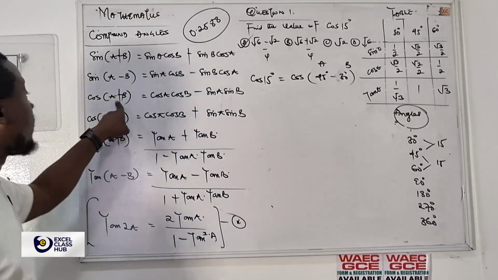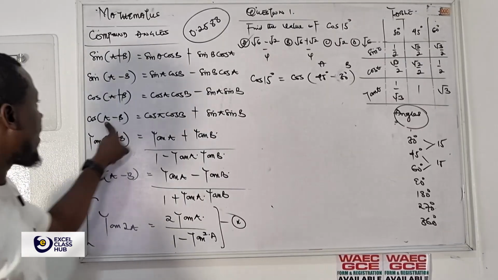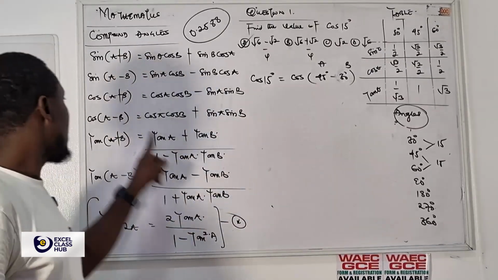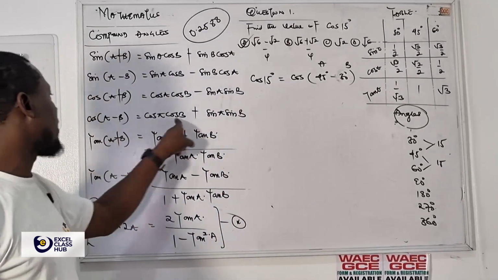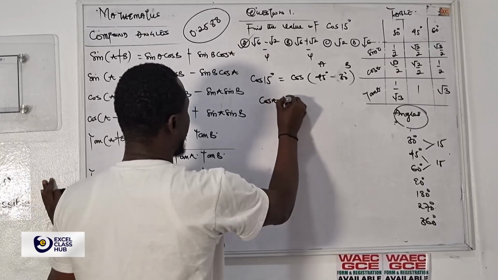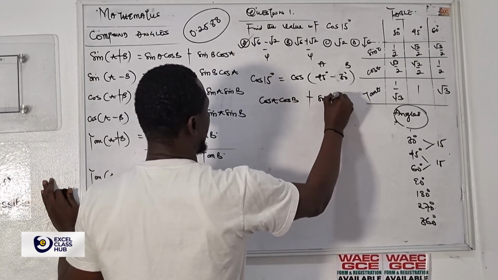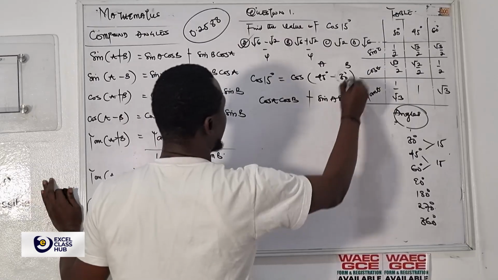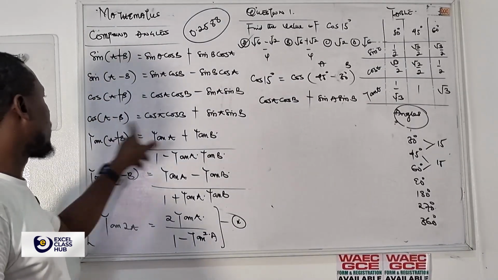You should know that I can't use the one of positive. I have to use one of what? Negative. So this your A is your what? 45. And this your B is your what? 30. So what is the expansion for the negative sign there? The expansion there is what? Cos A cos B plus sine A sine B, which is the expansion for cos A minus B.